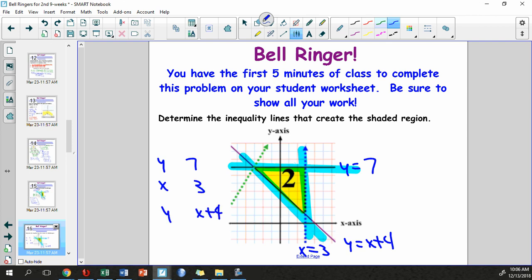The shading region for number 2 is actually below y equals 7 and it's solid, so that's less than or equal to. It's to the left this time, so that's going to be less than. The struggle is real today, guys. And then y is equal to x plus 4. That's going to be a solid line and the shading's above it, so that's greater than or equal to.